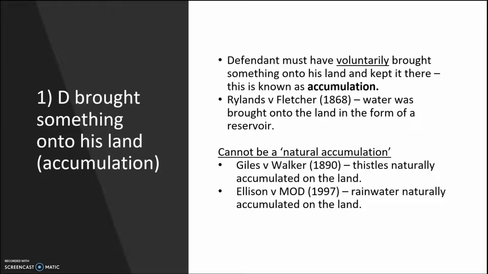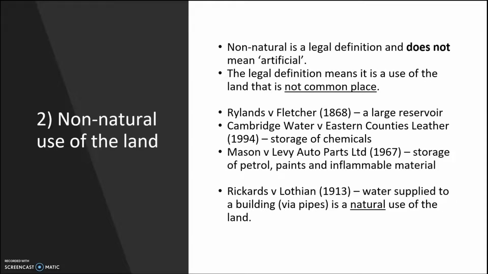Equally, in Ellison v MOD, rainwater naturally occurred on the land, and then they did some construction work which caused it to run off and cause some damage. But again, they hadn't brought water there in the form of a reservoir. It was rainwater that was naturally accumulating on the land. So they said, no, that's not a case of Rylands v Fletcher.